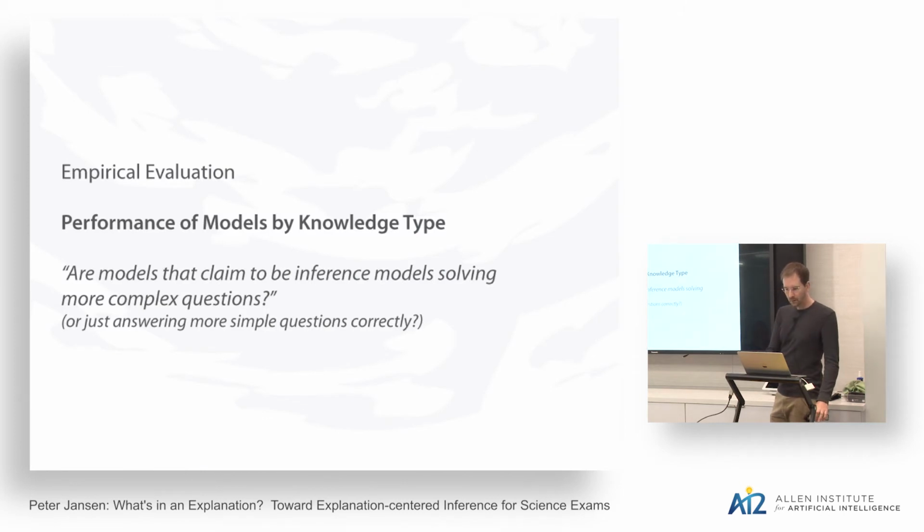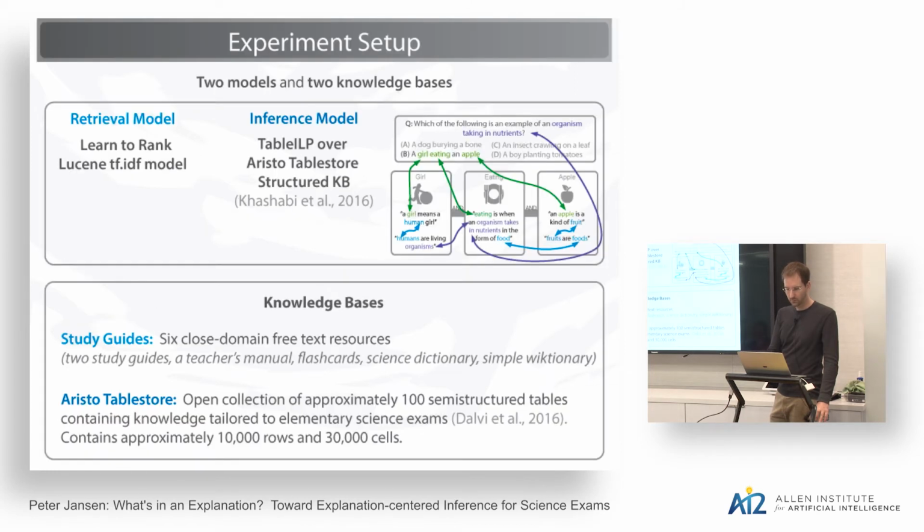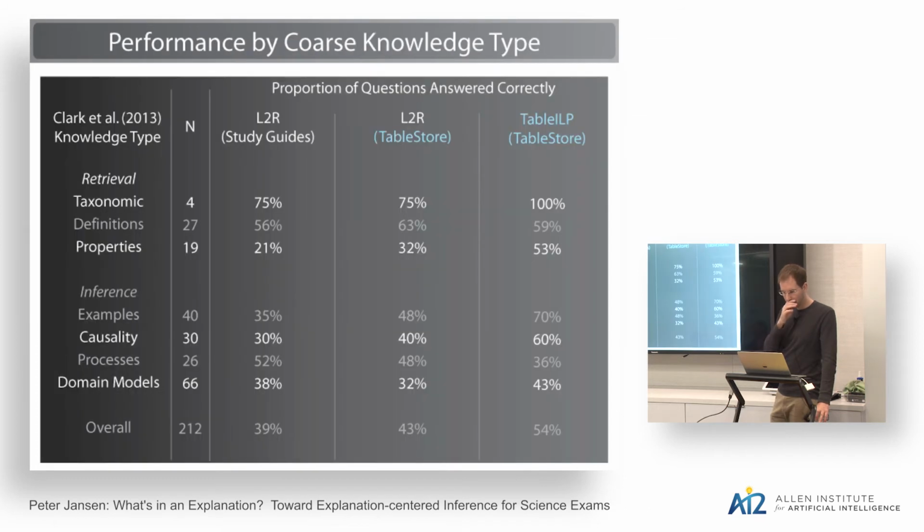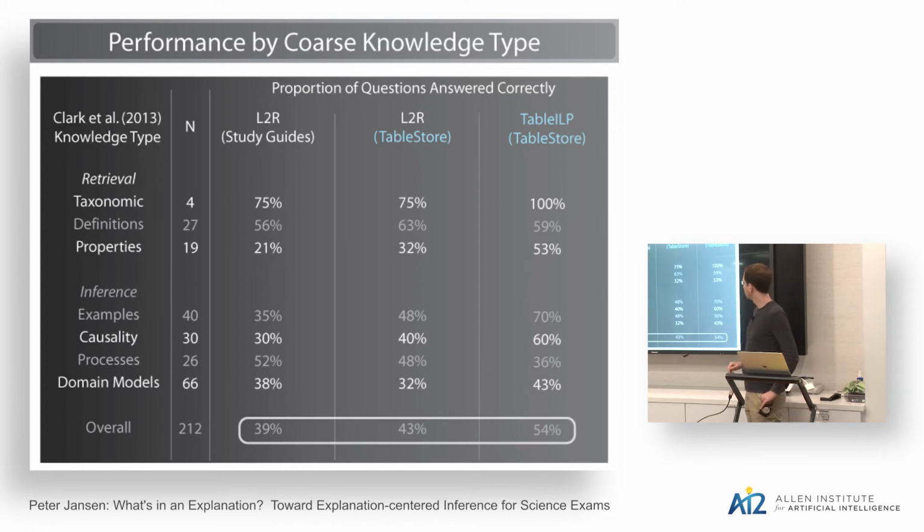So a quick empirical evaluation. Are models that claim to be inference models actually solving more inference questions? Or are they just answering more of the simple questions correctly? What we ended up doing here, and I'm just going to buzz through this quickly for a moment. This table lists the performance of an IR model, a learning to rank model, and the table ILP system. The IR model used both a study guide corpus and the table store corpus, and the table ILP, arguably an inference system, used the table store corpus.